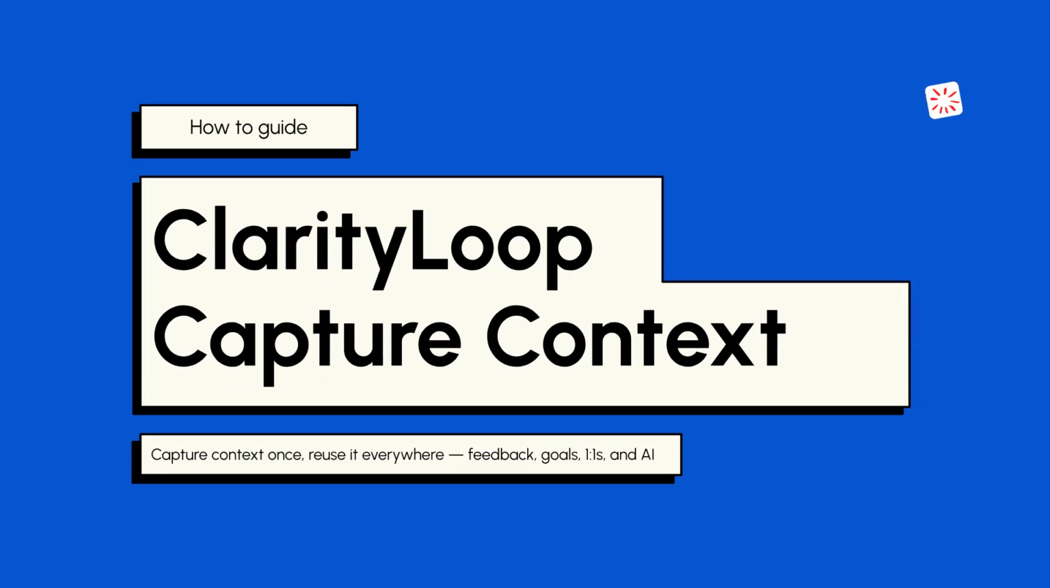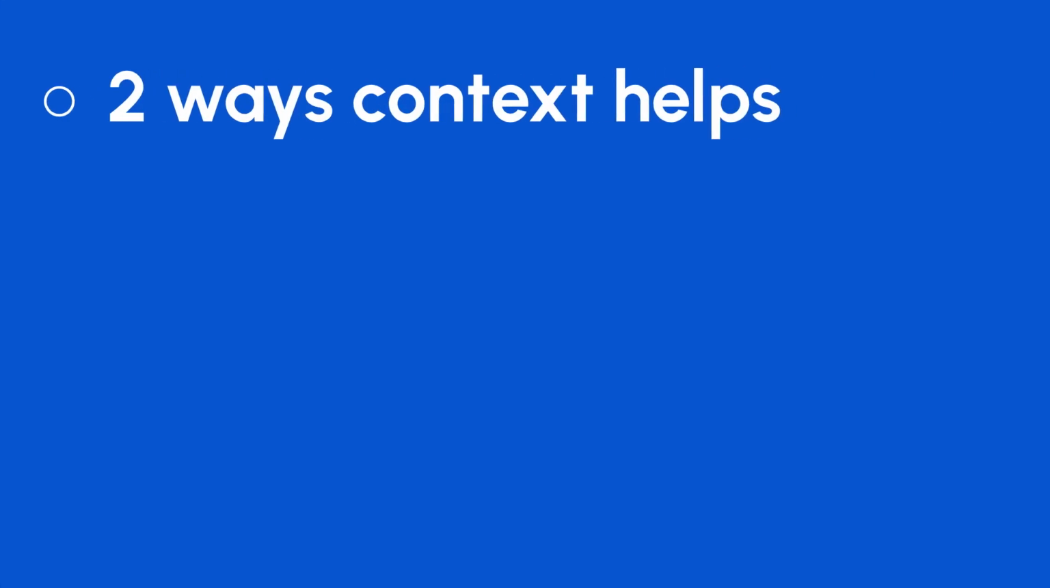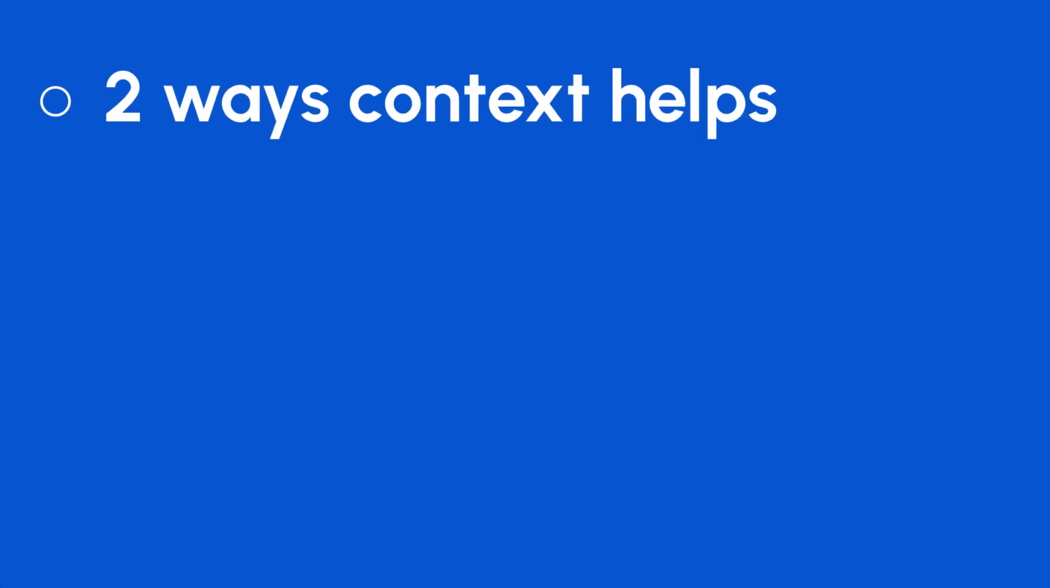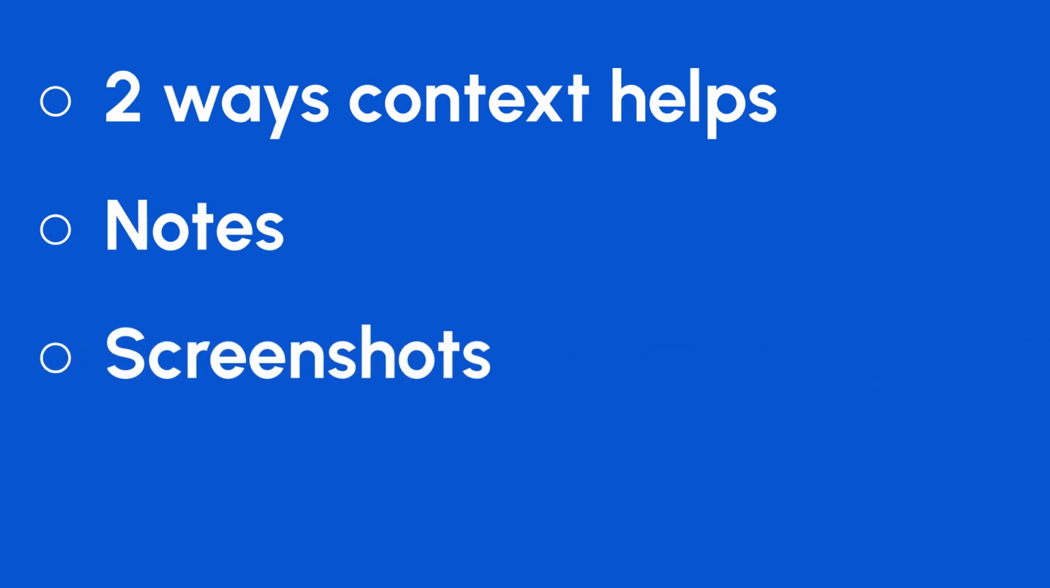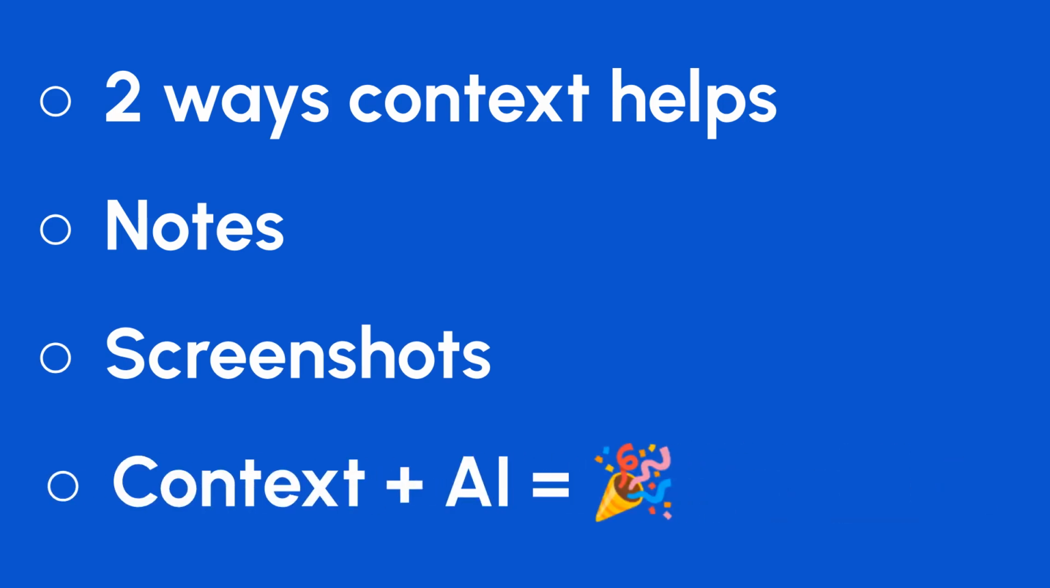Welcome to ClarityLoop. This video is about capture work, a simple habit that makes everything else in ClarityLoop easier. Better feedback, better one-on-ones, better goals, and better insights because you're not starting from scratch each time. We'll cover 4 things: the 2 ways context shows up in ClarityLoop, how notes work and where they appear while you're working, how screenshots become meaningful context, not just images, and how context powers AI drafting and insights.